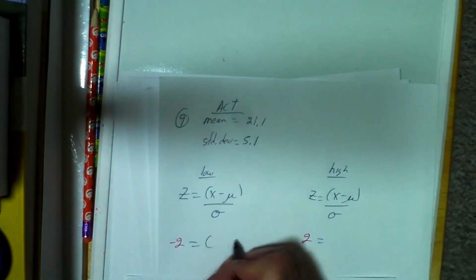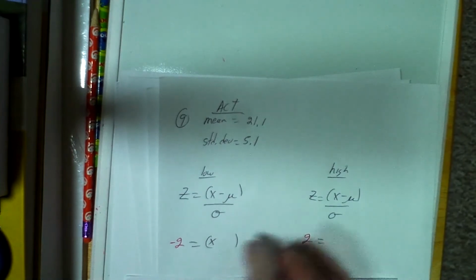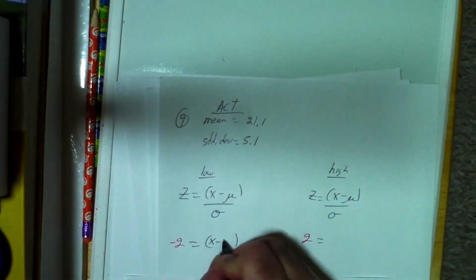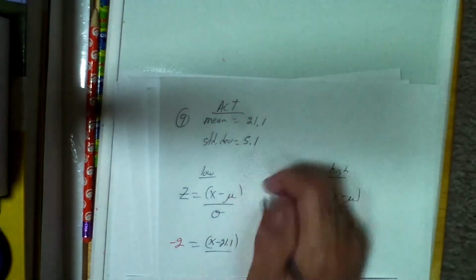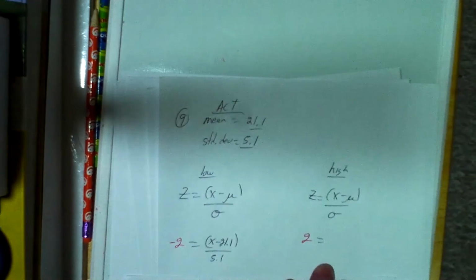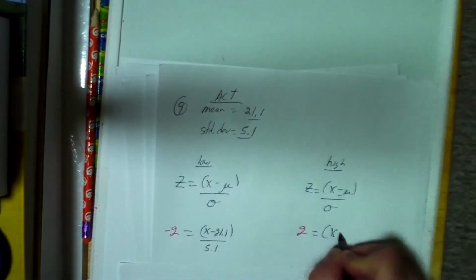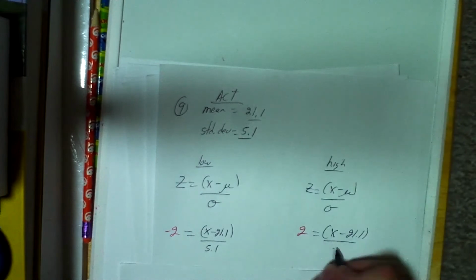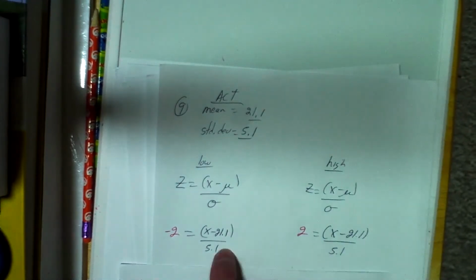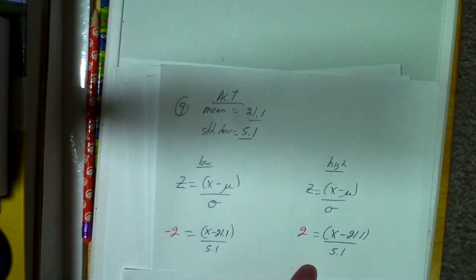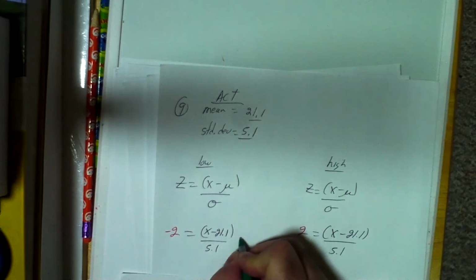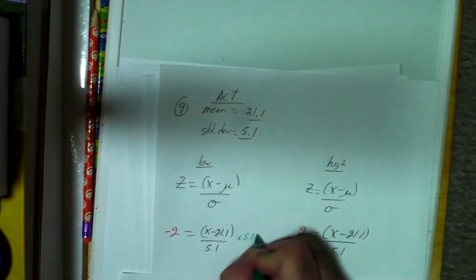And then we substitute. I don't know what x is. That's what we're trying to find, but I do know my mean is 21.1, and I know my standard deviation is 5.1. Same thing over here: x minus 21.1 divided by 5.1. This is where you guys are going to use algebra. How do I solve this for x? Well, I have to get rid of that 5.1. It's an equation, so we multiply both sides by 5.1.